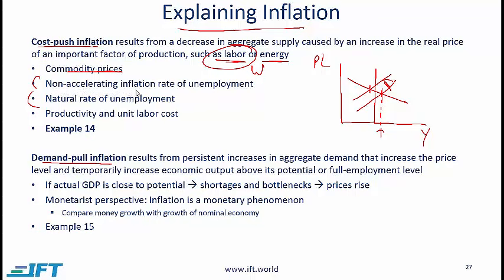Non-accelerating inflation rate of unemployment. This is also called NAIRU. If unemployment falls below this level, then there will be inflationary pressures. We don't need to get into the details of what that level might be because this level will vary from economy to economy. Or we also have a metric called the natural rate of unemployment. This is often written as NARU. If unemployment falls below this level, then there will be upward pressure on wages.